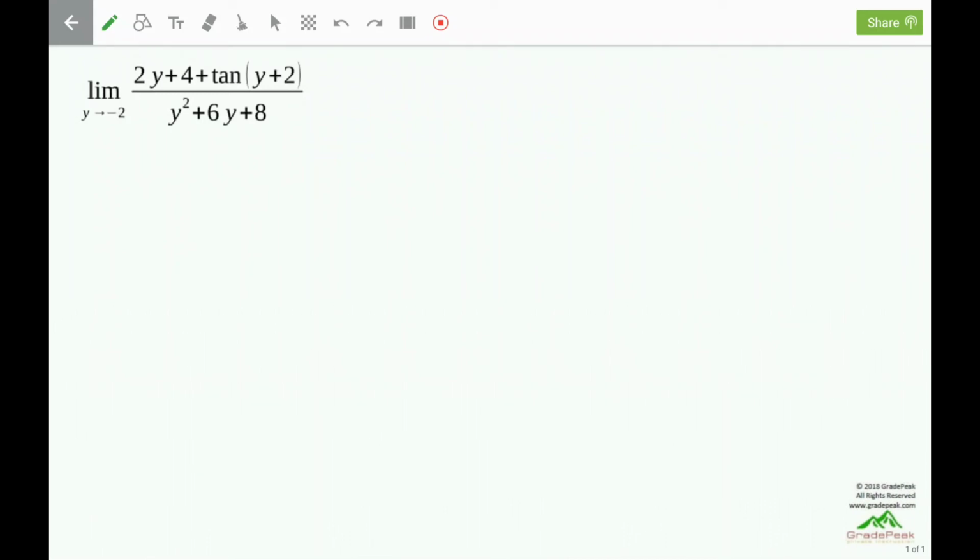The limit as y goes to negative 2 of 2y plus 4 plus tangent of y plus 2, divided by y squared plus 6y plus 8. The first thing we're going to do is plug in negative 2 for each of the y. So we'll have 2 times negative 2 plus 4 plus the tangent of negative 2 plus 2, all over negative 2 squared plus 6 times negative 2 plus 8.